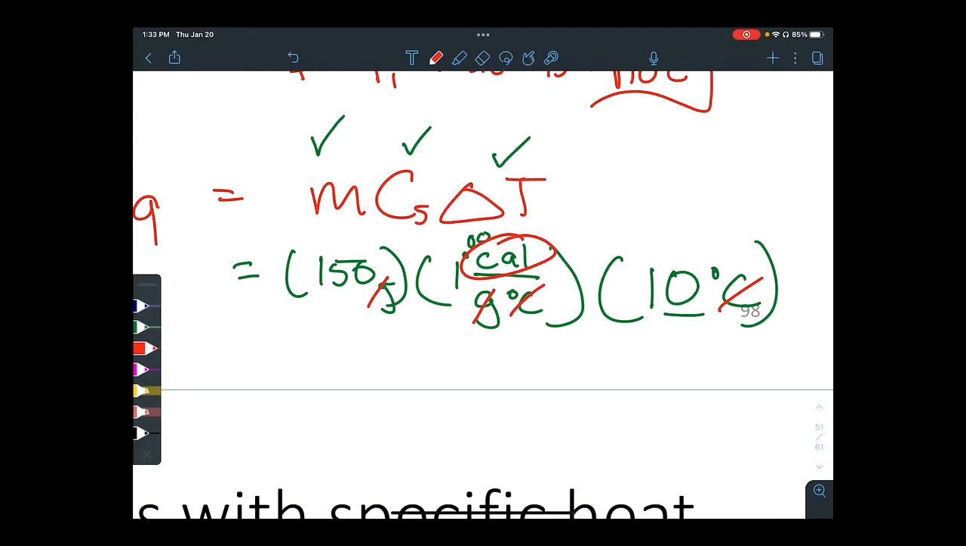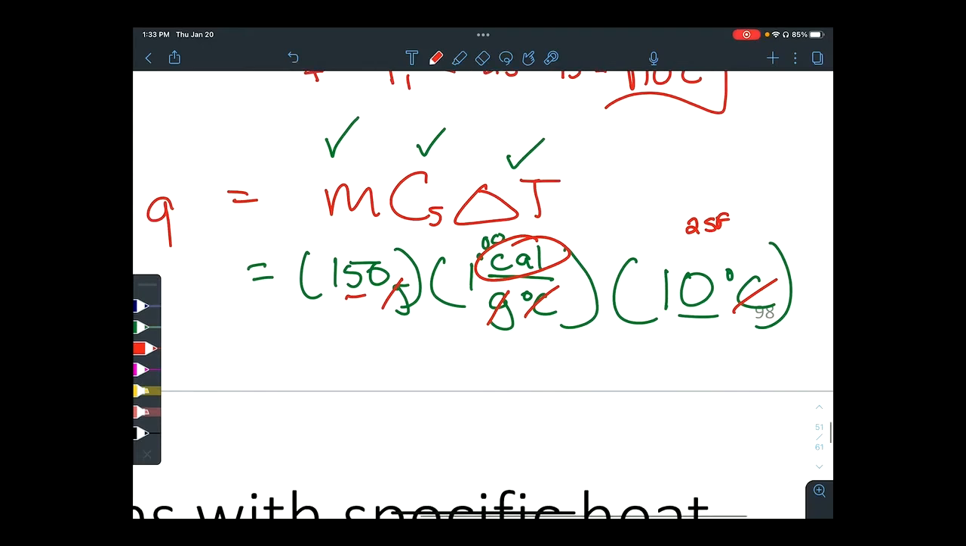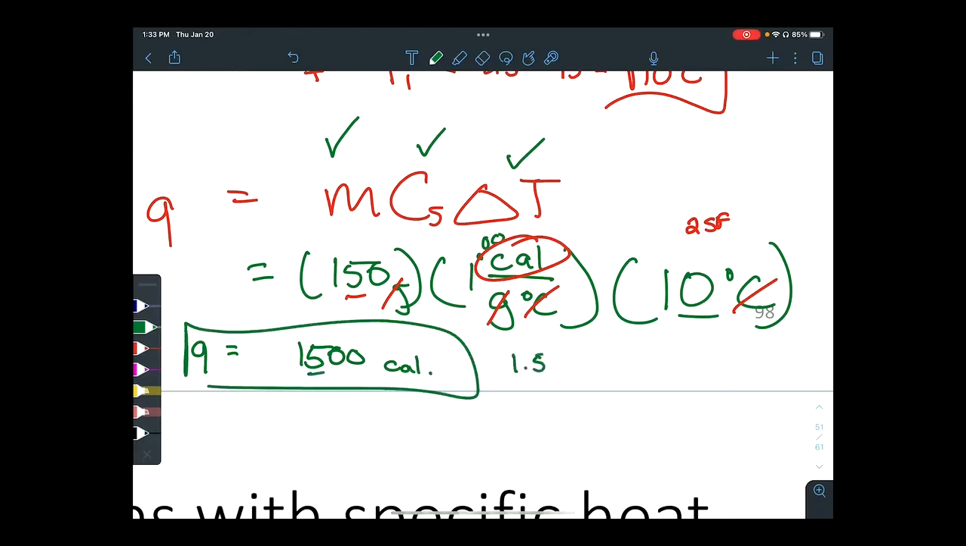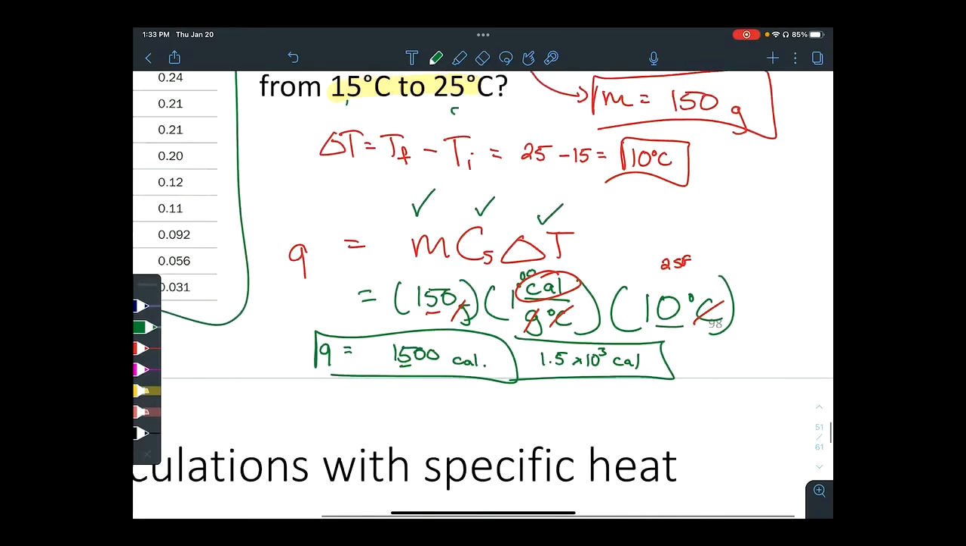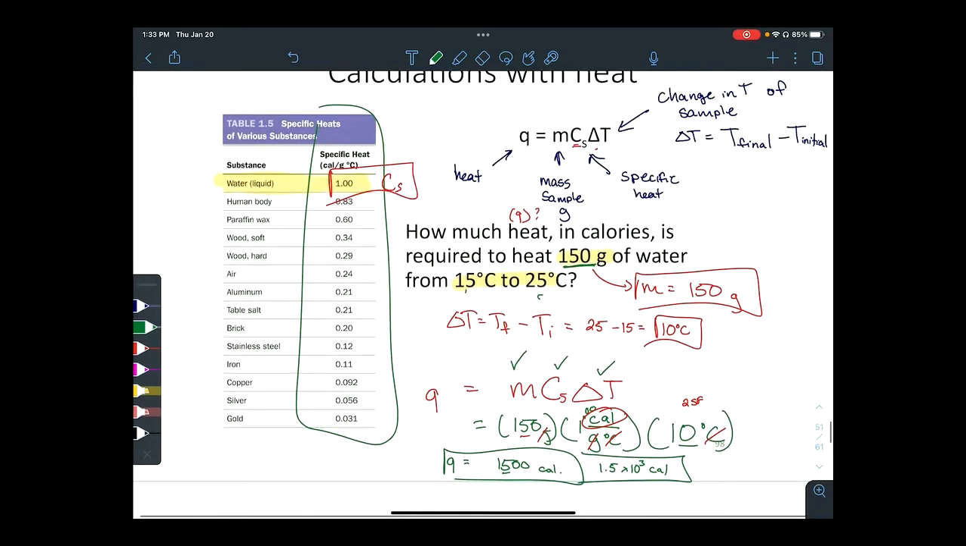And I think if I inspect here, we should have 2 sig figs at the end because it's all multiplication. So 150 times 1 times 10, the Q, the amount of heat required to raise the temperature of this water by 10 degrees, is 1,500 calories with a small c. 1,500 with 2 sig figs. So it should be 1.5 times 10 to the 3 calories. All right, so Q equals MCΔT.